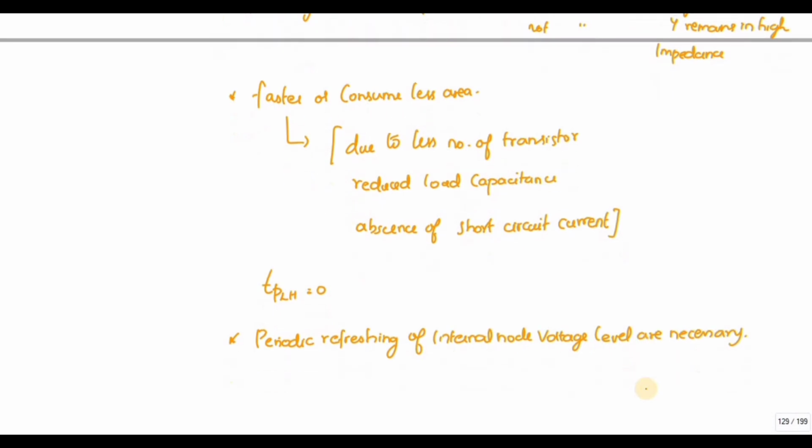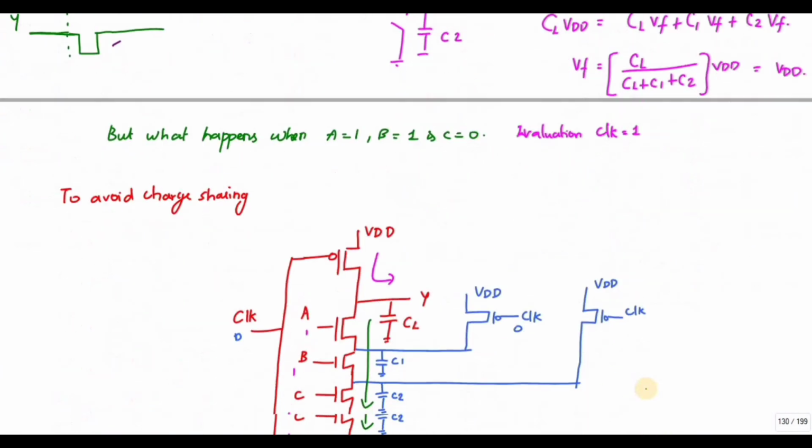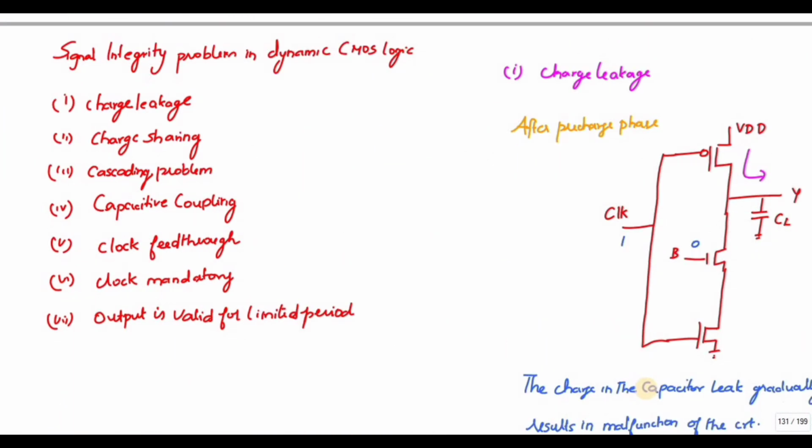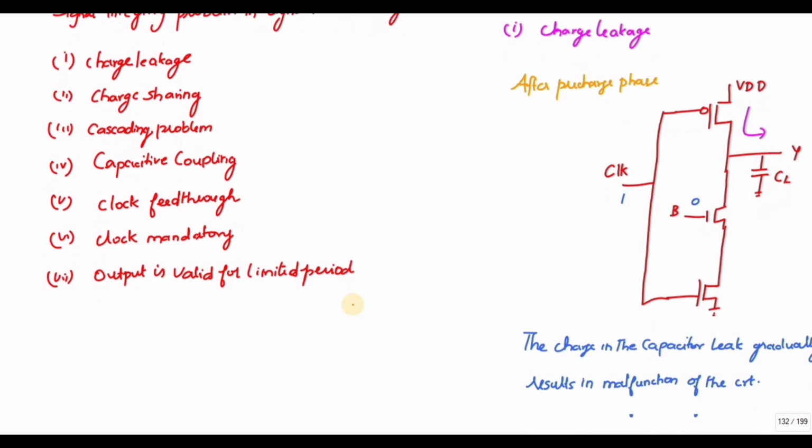So let us go to the problems associated with dynamic logic. These are named signal integrity problems. The first one is charge leakage, then charge sharing, cascading problem, capacitive coupling, clock feedthrough, clock mandatory, and the output should be valid for a limited period. Okay, so first let us see the charge leakage problem.